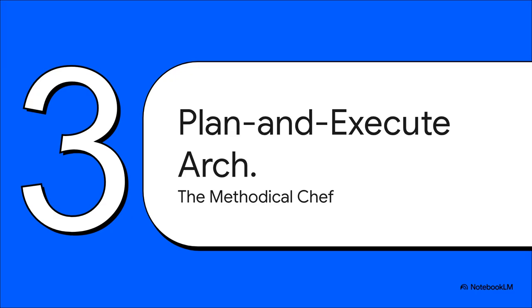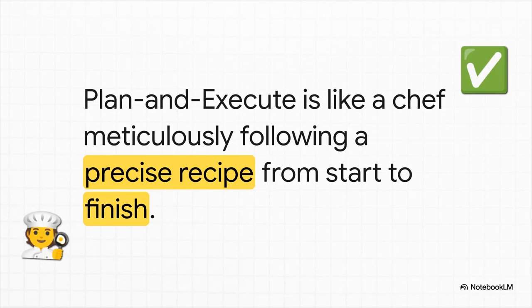Okay, so now let's flip the script completely. On the total opposite end of the spectrum, you've got a totally different thinking style, the plan and execute architecture. So if React is our improvising detective, plan and execute, well, that's our methodical chef. Just picture a chef making some super complicated French dish. They're not just throwing things in the pan. No way. First, they read the entire recipe, from beginning to end. They lay out every single ingredient, perfectly measured. They map out every single step, and only then do they even turn on the stove. They follow that plan to the letter, no deviations. That right there is the core idea of plan and execute.